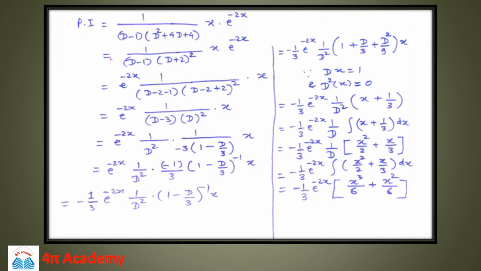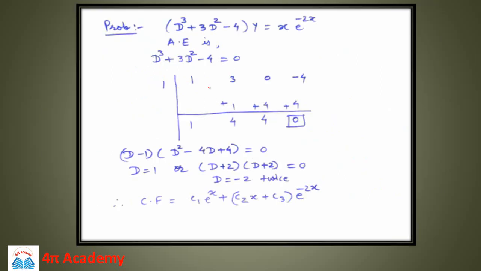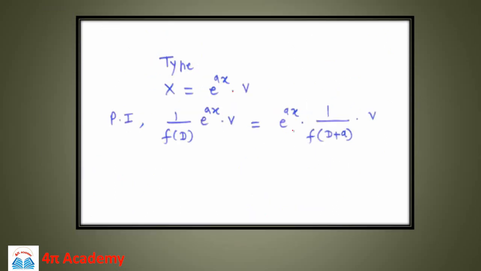So that will be equal to 1 upon (D minus 1) into (D plus 2) whole square into x into e raised to power minus 2x. So this will be equal to e raised to power minus 2x into 1 upon, here you have to make f of D to the form f of D plus a into v.